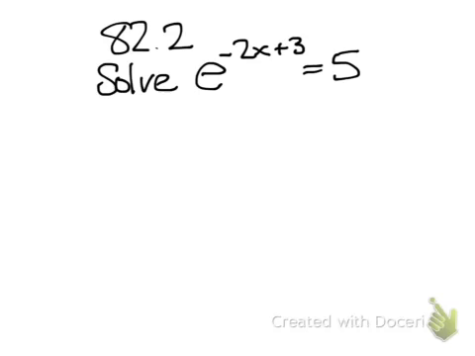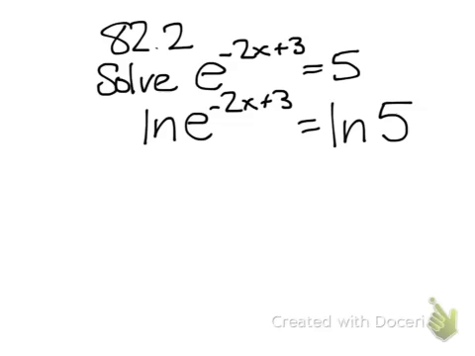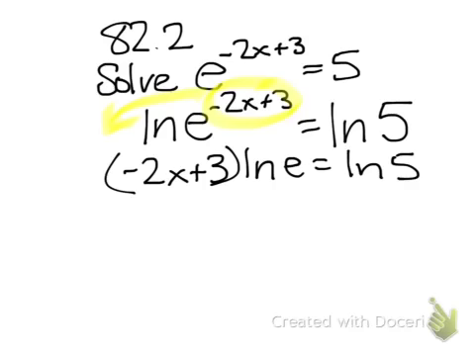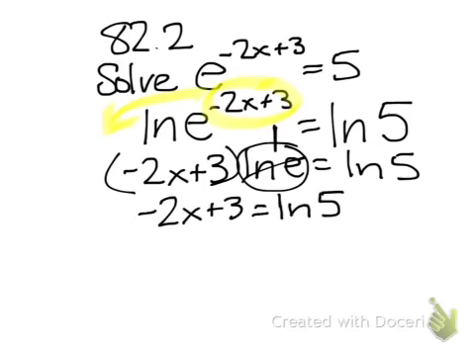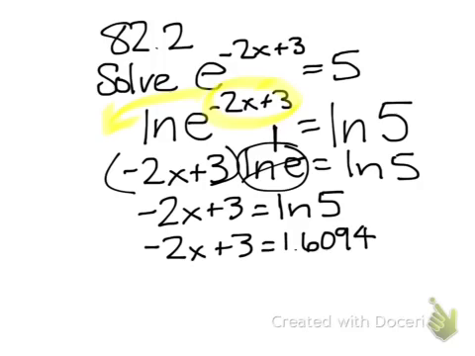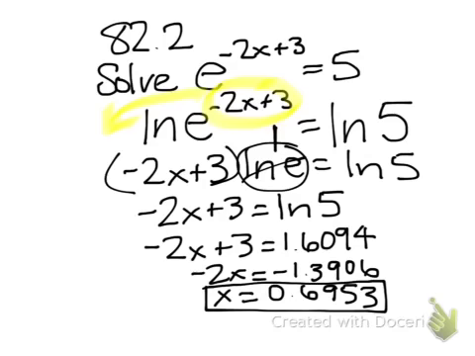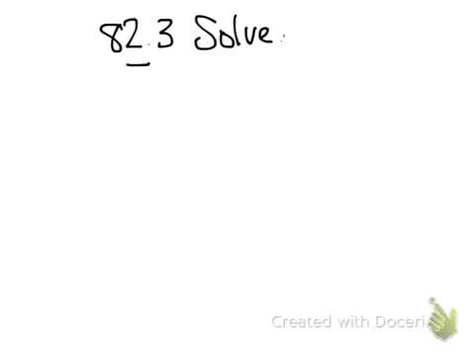Okay, let's do the next problem. We have an e, so we're going to use natural log. So natural log of both sides. That power is going to move to the front. So we'll rewrite it. And then we'll solve. Natural log of e is 1, so it cancels out. So we have negative 2x plus 3 is the natural log of 5. We know the natural log of 5 on the calculator, 1.6094. Solve the equation. X is 0.6953.